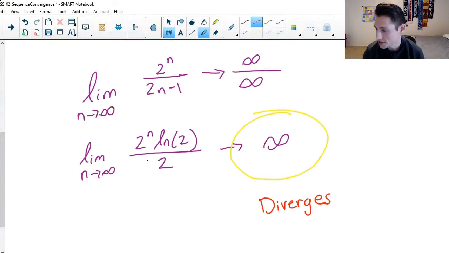Then this diverges. Okay, so this sequence does not have a limit. This sequence just diverges.